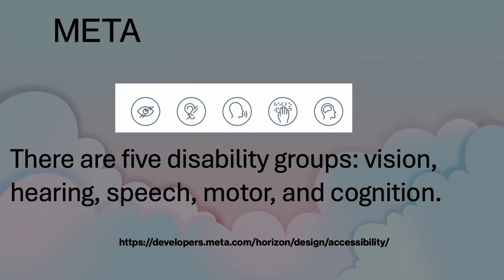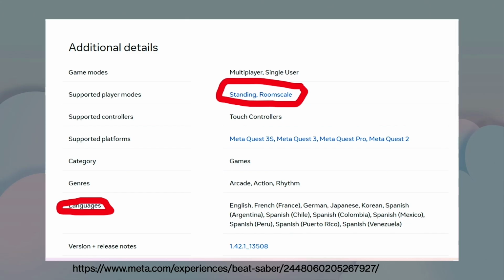Meta has those five senses: your sight, your hearing, speech, Braille. There are five disability groups: vision, hearing, speech, motor, and cognition. So they go according to that publication that I just showed you, and they encourage their developers. That link down at the bottom is the link for developers to use that publication when they're designing experiences.